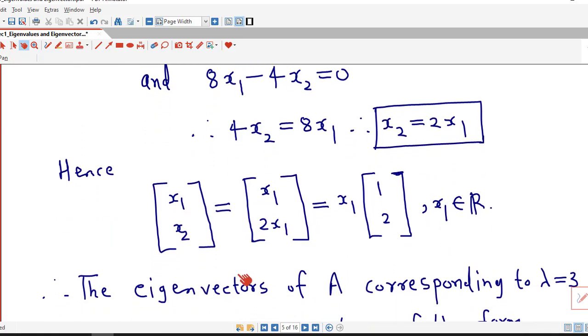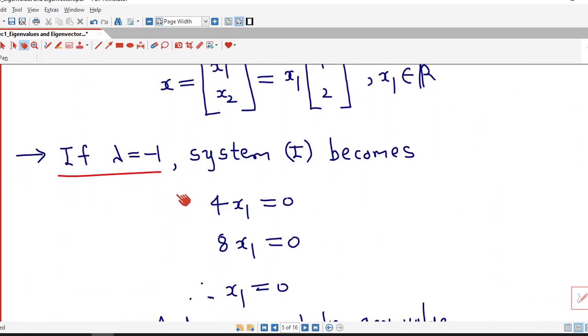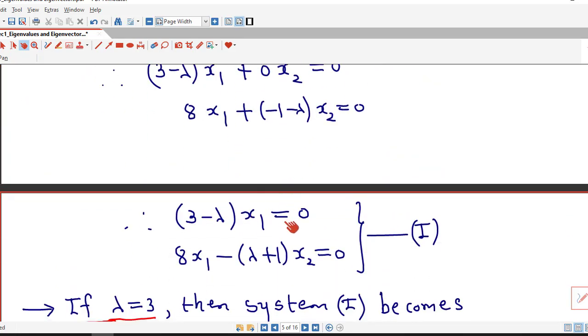Now we find out the eigenvectors corresponding to lambda equal to minus 1. So again we put lambda equal to minus 1 in this system. If we put lambda equal to minus 1, we have 3 plus 1, which is 4x1 equal to 0, and here for lambda equal to minus 1, the first equation becomes 4x1 equal to 0, second equation becomes 8x1 minus 8x1 equal to 0, because this will be 0 for lambda equal to minus 1.